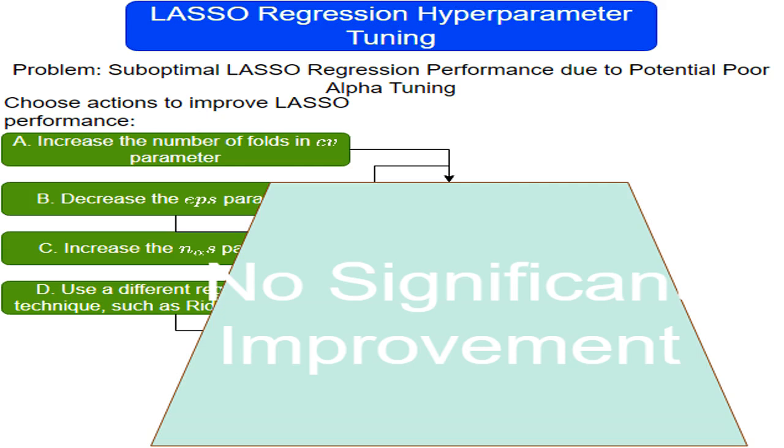I don't expect decreasing the convergence tolerance, EPS, parameter to significantly improve the model. While stricter convergence can sometimes improve accuracy, the impact is usually less important than finding the right regularization strength. It's like tweaking a tiny detail while the main issue remains unsolved. It might increase computation time without a corresponding improvement in prediction accuracy.